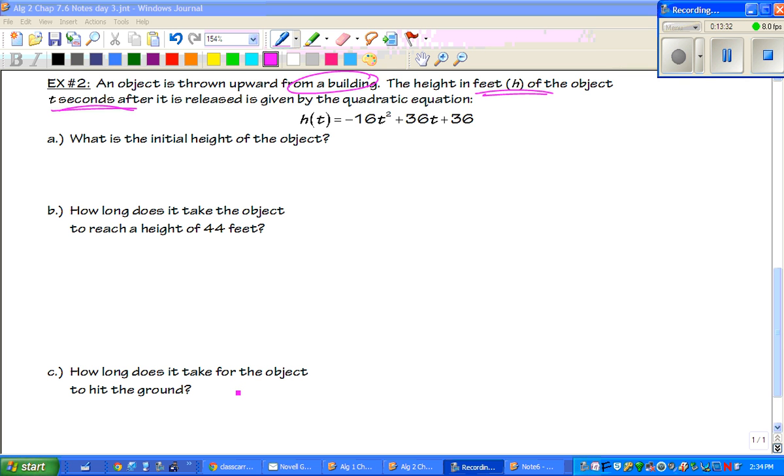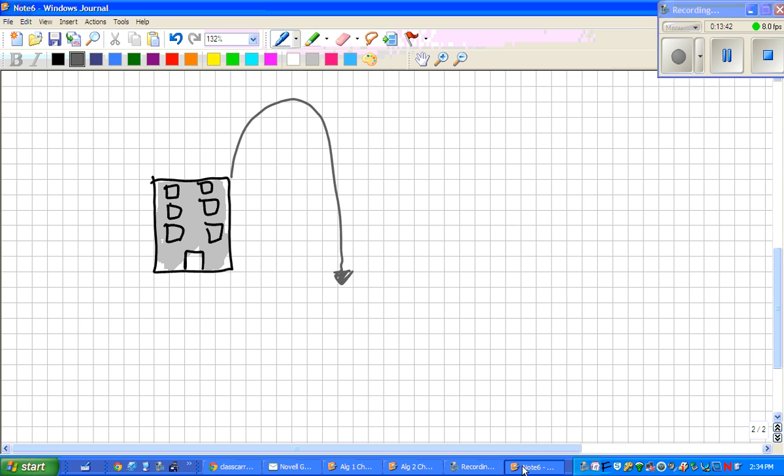Okay, now our equation is a little different, and that's okay because depending on how high you are when you throw something or what type of object you're throwing, it's going to have a slightly different equation. Okay, but here's my picture now. We're throwing something from a building.